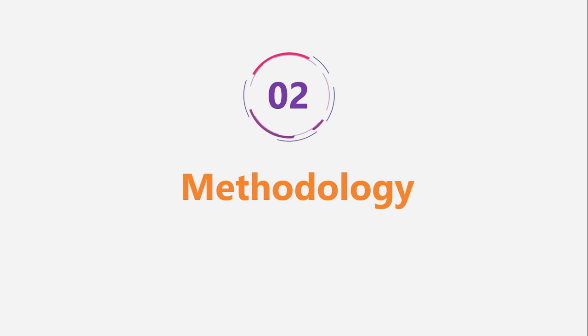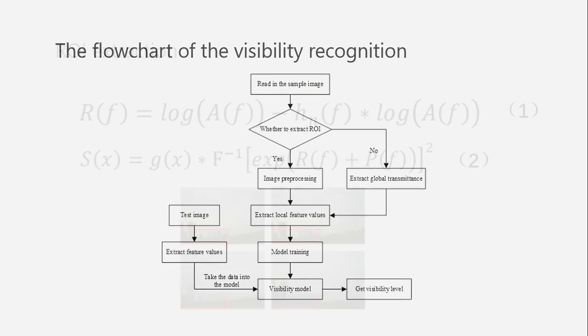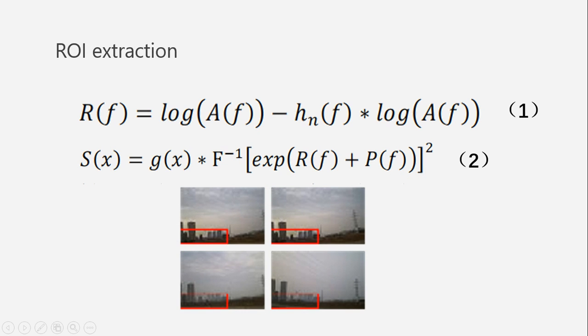Now let's talk about the method we used. The visibility recognition method based on SVM can be divided into four steps: ROI extraction, image processing, feature value extraction, and model training. The flowchart is shown in the picture on this page. First, let's take a look at the ROI extraction.